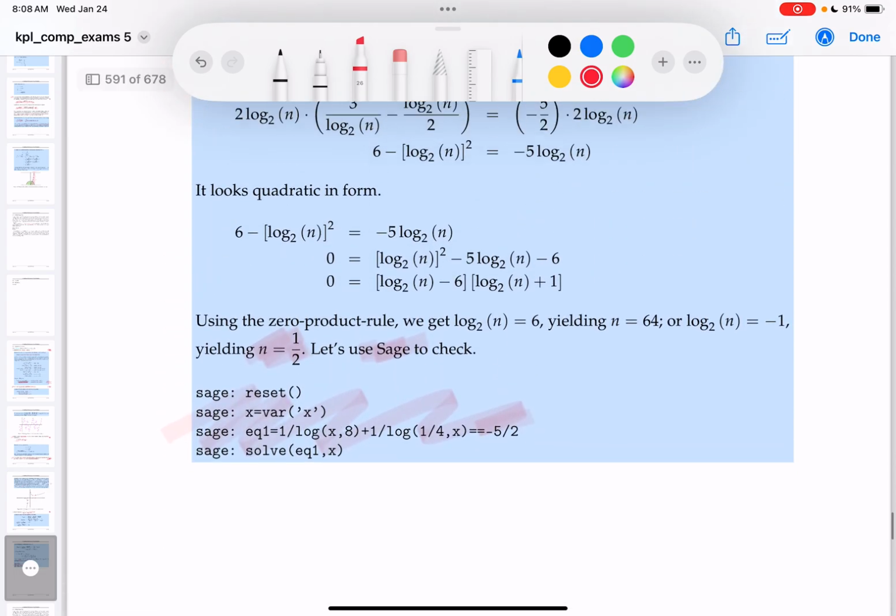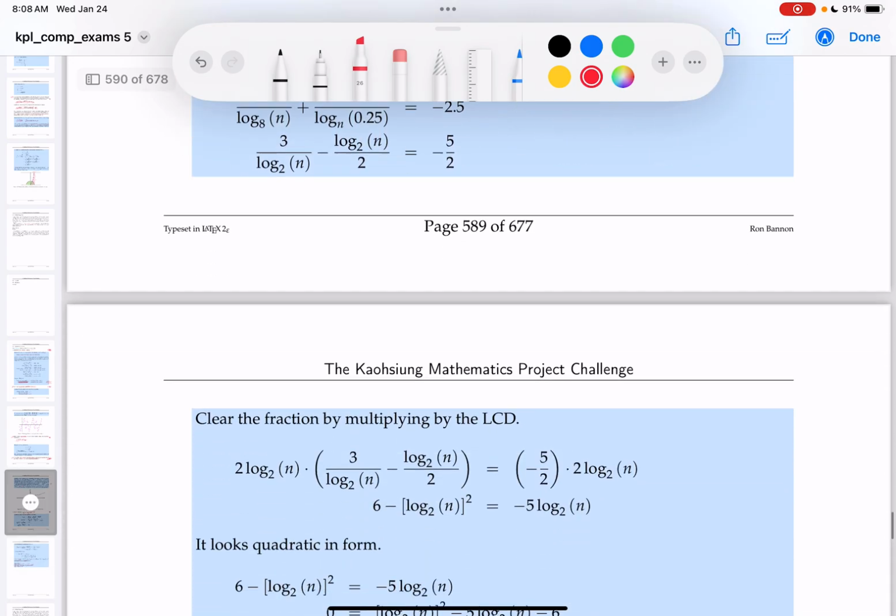Let's see if there's another question. What question was this? Number 5. There's no other question on that set. Thank you.